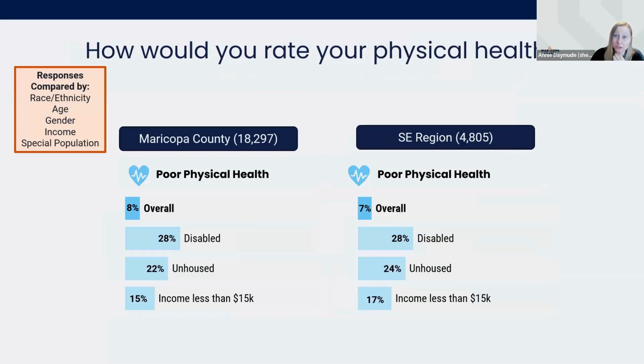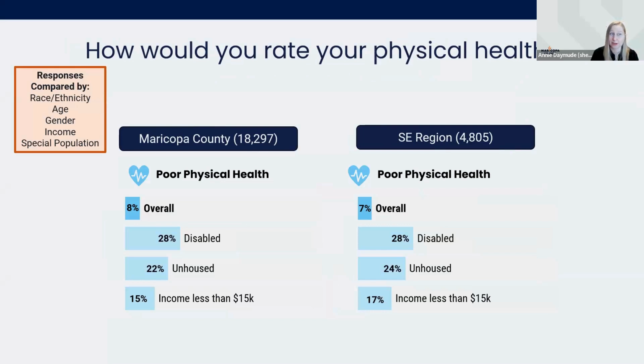So when we asked, how would you rate your physical health? Very good, fair, or poor. We saw that across Maricopa County and the Southeast region, the same 3 groups had the highest rated poor health: those who were disabled, unhoused, and those with income less than 15K.